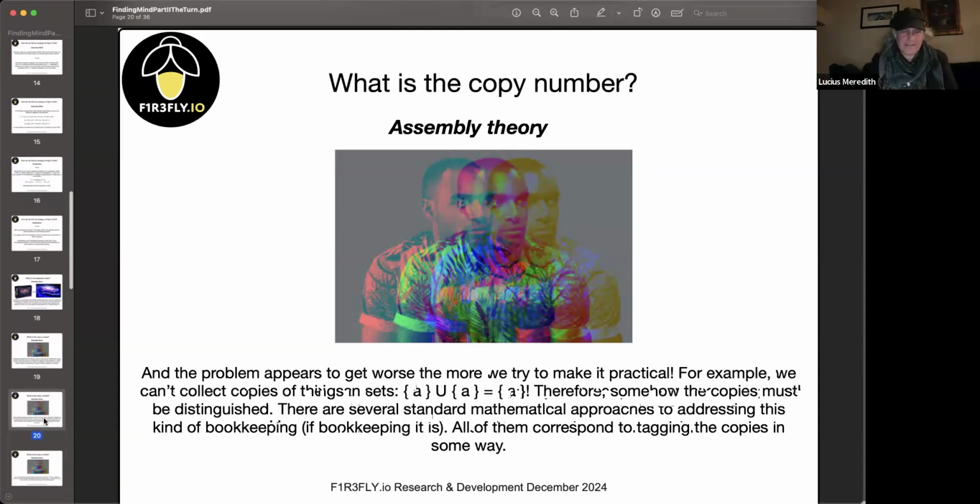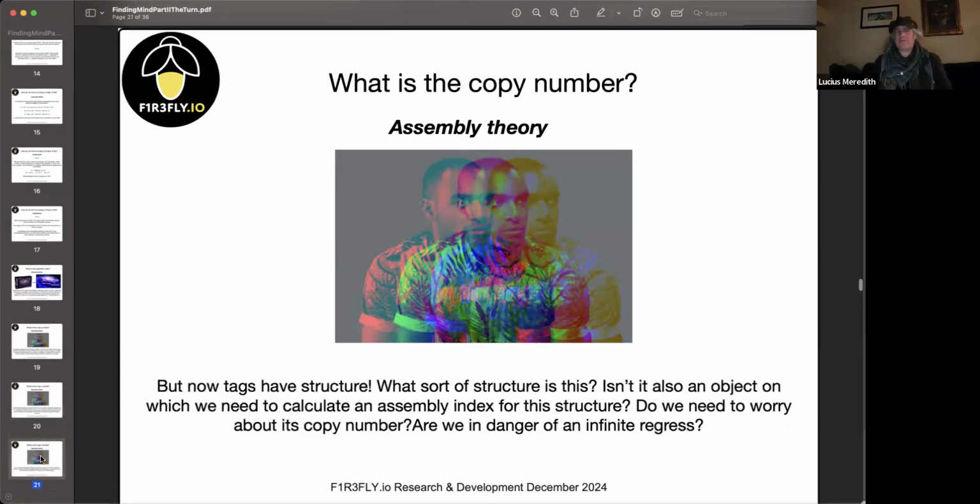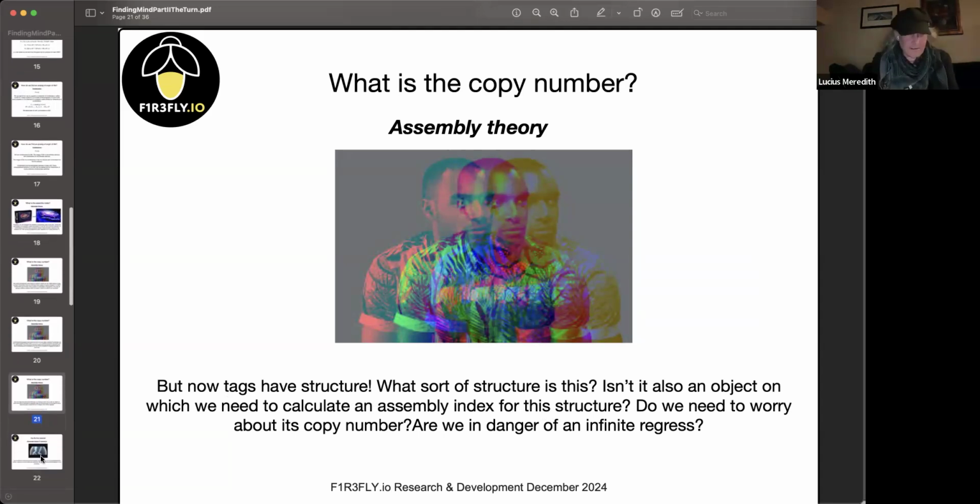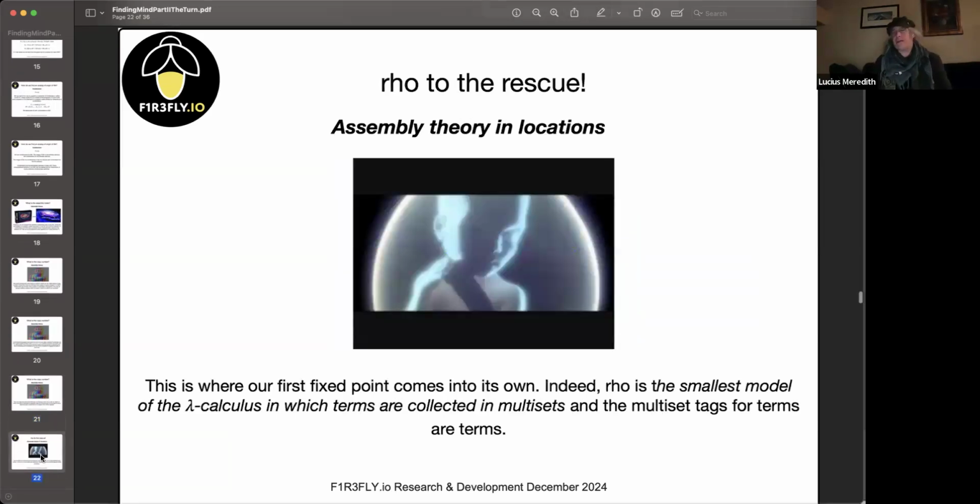And that's very problematic. Why is that problematic? Well, because if tags have structure, what sort of structure is this? Is this also an object for which we need to calculate an assembly index? Do we need to start worrying about the copy number of tags? Does that mean that we're in danger of an infinite regress? So that's a really interesting puzzle. And it turns out you would never have guessed it.